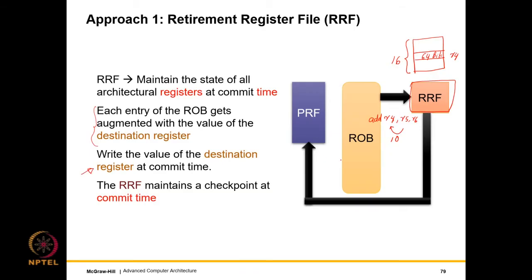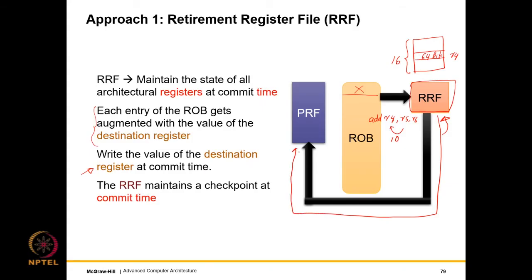So recovery is very easy because this is sort of a commit time. This is called a checkpoint. A checkpoint is nothing but the record of a state. So any time we want to recover, no problem. If the branch is at the head of the ROB and we find it has been mispredicted, not an issue. We flush the pipeline and the entire state of the RRF is written to the physical register file.